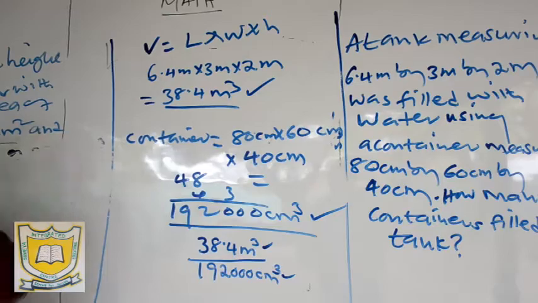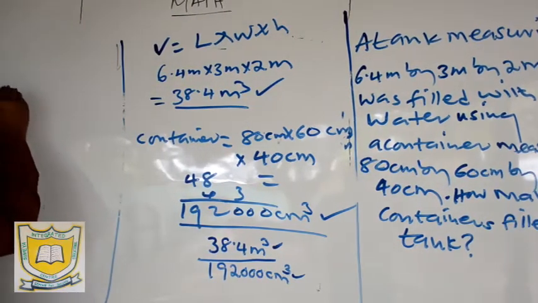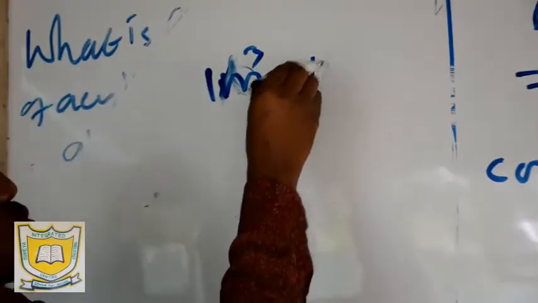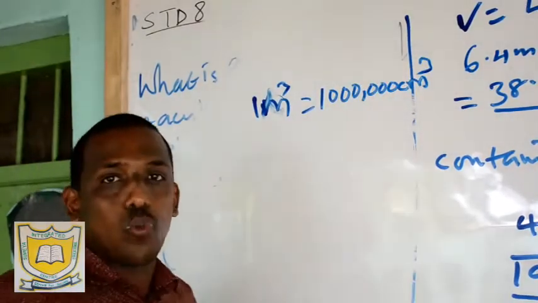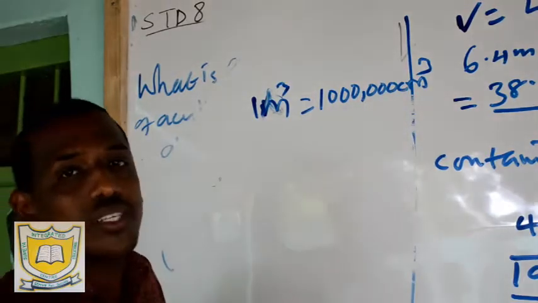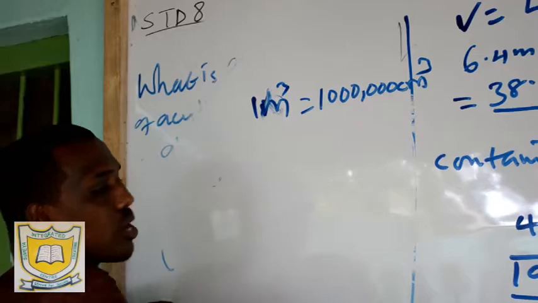To change this one into centimeter cube now, we say 1 cubic meter is equal to 1 million centimeter cube. You should cram that one. So let us now change. So what do we do now?